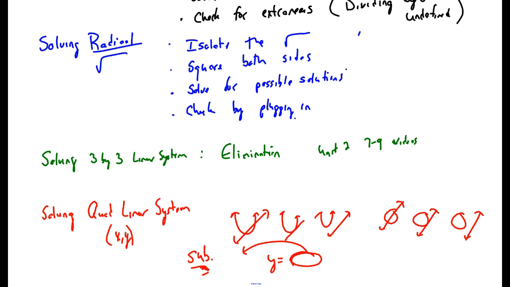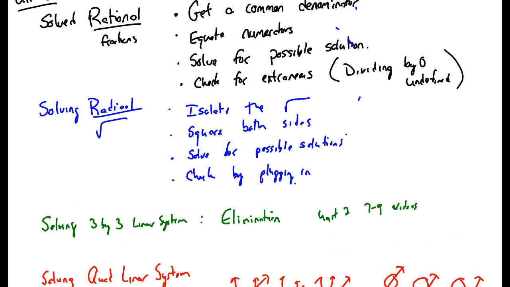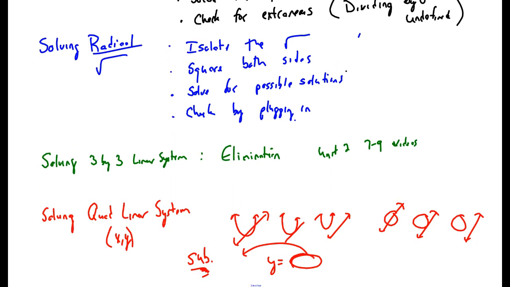So we use substitution to solve a quadratic linear system where I have a parabola and a line or a circle and a line. Probably you're going to end up with a quadratic equation that you have to solve. Hopefully it's factorable. If not, you can use the quadratic formula to get the solutions. So Unit 2 was packed full of solving, where we had rationals, radicals, and systems.